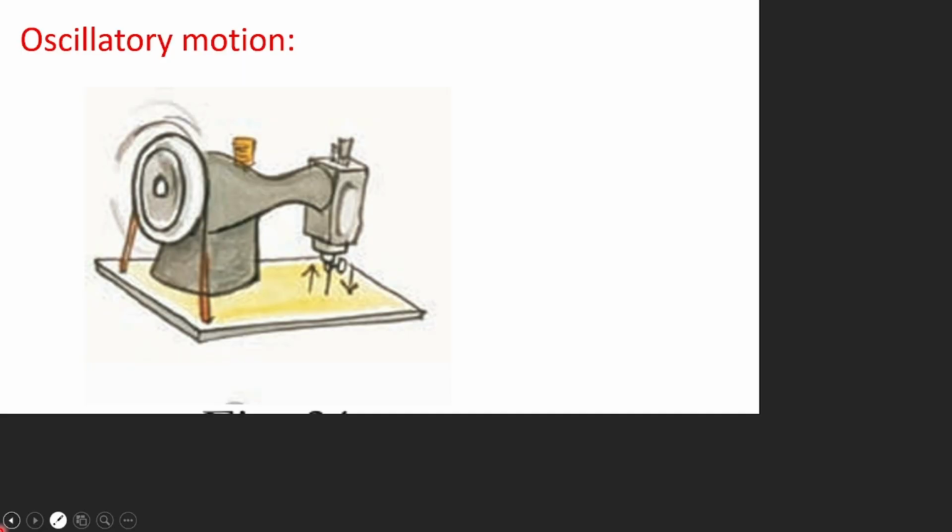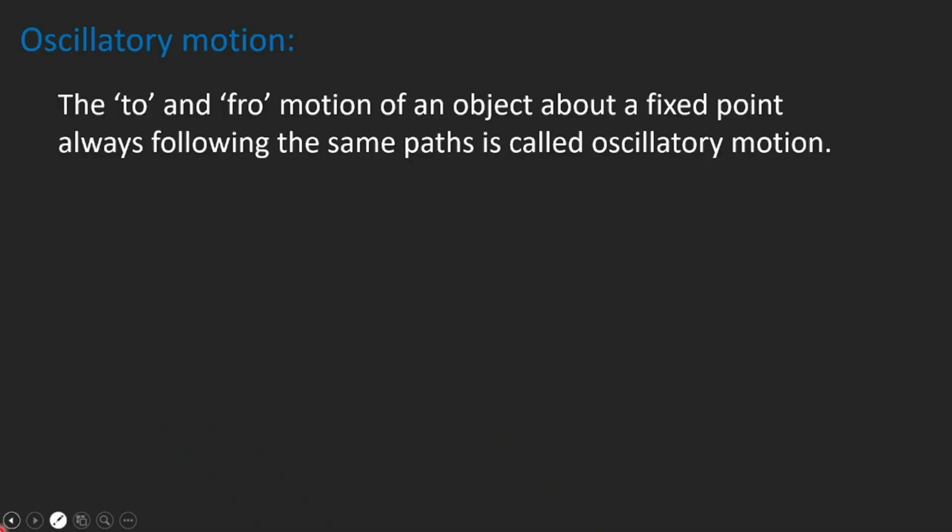A needle in a sewing machine also moves up and down about a fixed point. So it is also in oscillatory motion. What is oscillatory motion? The to and fro motion of an object about a fixed point, always following the same path, is called oscillatory motion.